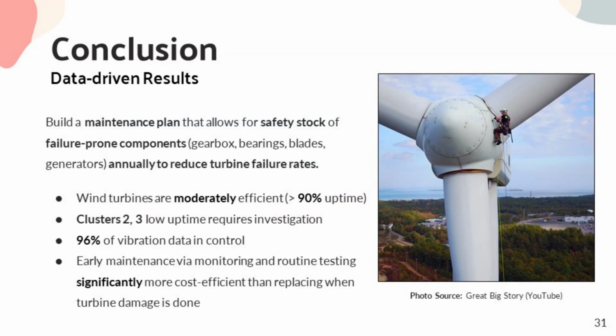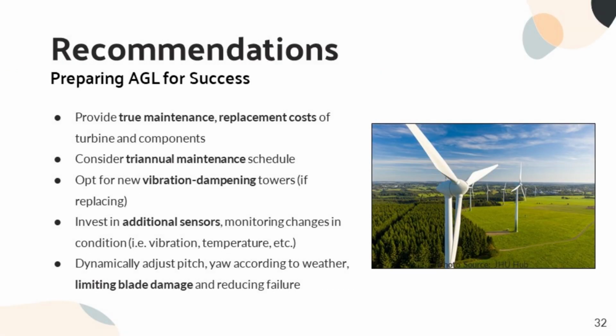In conclusion, the goal of this project is to prepare the right amount of spare parts at the right time to reduce the cost from turbine failure by linking the OSIsoft database with the MRP maintenance system and planning for maintenance using a computerized maintenance management system. Our recommendations for AGL for success are: first, provide true maintenance and replacement cost; consider a triennial maintenance schedule; consider a new vibration damping tower if there is a replacement; invest in any additional sensors such as vibration and temperature sensors; and control and adjust the turbine according to the weather.